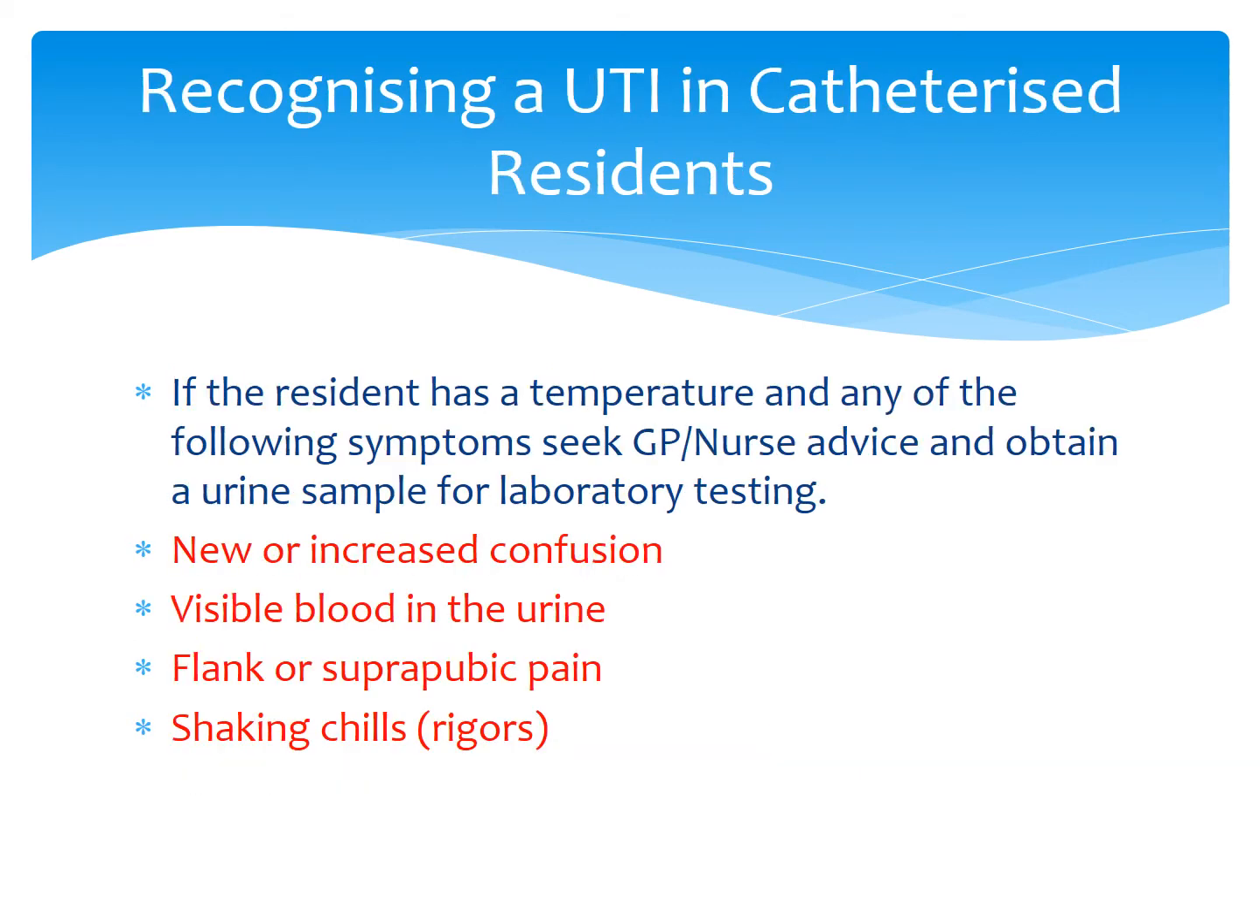If a resident has a urinary catheter and a temperature and also displays any of the following symptoms, again you must seek the advice of a GP or a practice nurse. Those symptoms include new or increased confusion, visible blood in the urine, flank or suprapubic pain, and shaking or chills, also known as rigors.